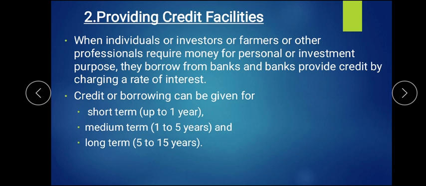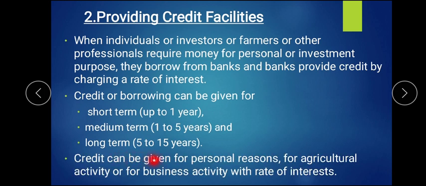So this is how banks, from our deposits, lend money to different individuals and charge them a high rate of interest, and from there they earn profit. It can be given for different time periods, like up to 1 year, from 1 to 5 years, or 5 to 15 years. So this is how credit is created. They give it for personal reasons, agriculture activity as well as business activity, with different rates of interest.